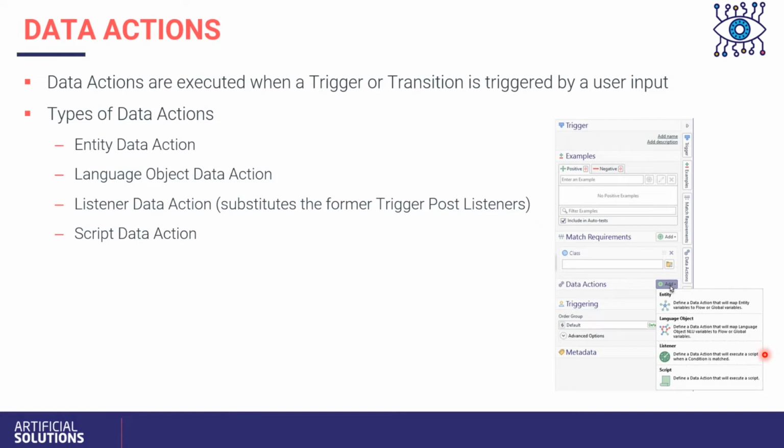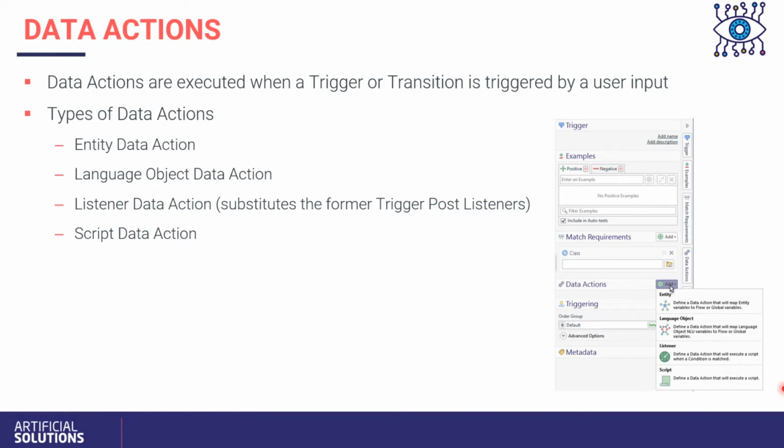You can have different activators of this data action. It can be based on a linguistic element, such as an entity or a language object. So whenever they are fulfilled or picked up, then you can do something with this data action. It can also be a listener. The listeners that you know already from Teneo 5, they're a type of data action now.